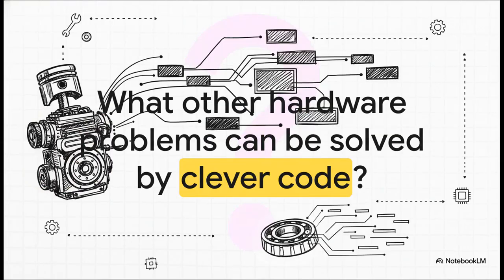And that leaves us with one last fascinating question. This whole story was about replacing a single, simple mechanical bearing with software. It really makes you wonder, what other complex physical hardware problems are out there right now, just waiting for their own elegant solution, written in a few clever lines of code?